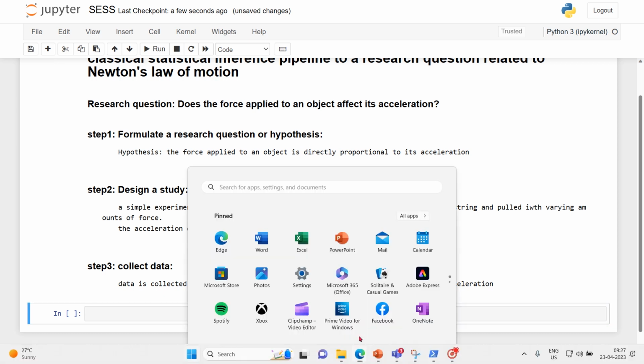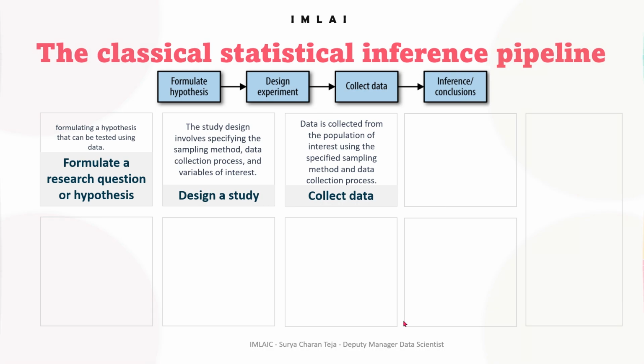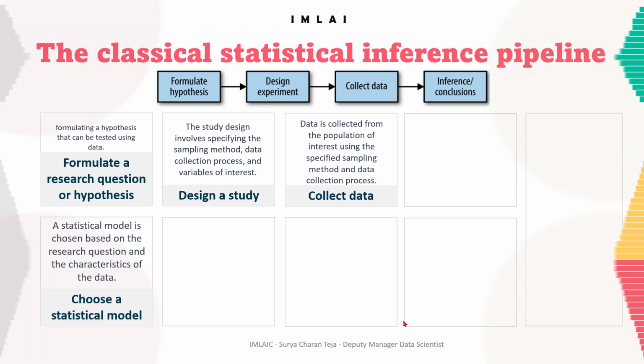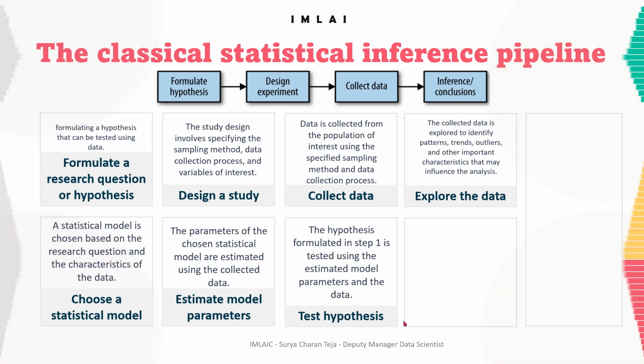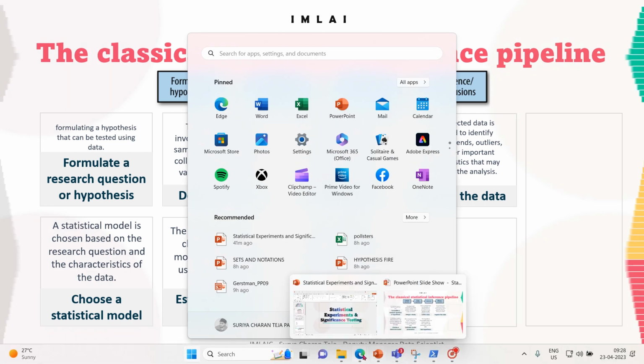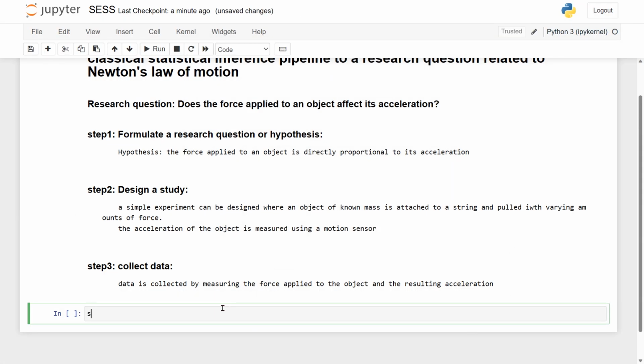Then let's get into step 4. Let's explore the data now. Step 4 is to explore the data. Once the data is collected, it is explored to identify patterns, trends, and outliers, and other important characteristics that may influence the analysis. That's what we are going to do even with Newton's example. That's what even Newton did. So step 4 is to explore the data.